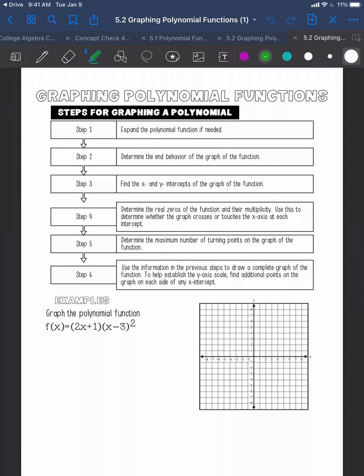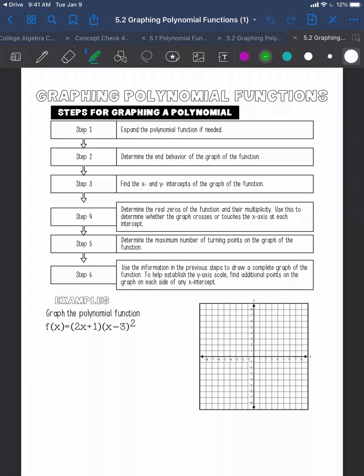In this lesson, we are going to graph polynomial functions based off of their different characteristics that we previously talked about. First, we will expand the polynomial function if needed. Then we will determine the end behavior of the graph. We will find x and y-intercepts. We will determine the real zeros and their multiplicity so that we know whether the graph touches or crosses the x-axis at those spots. We will also determine the max number of turning points and then use the information to help us create some intervals to find some additional points.